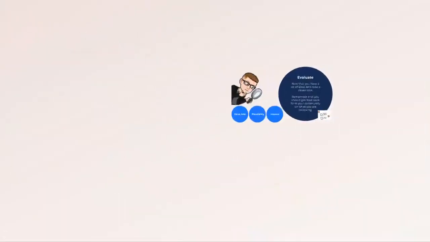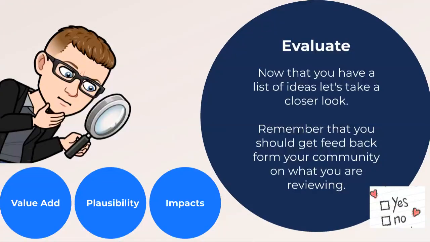Which brings us into our next section here, which is a little bit more of that analytical piece of this, right? So we're going to evaluate all the ideas, the good, the bad, the ugly, everything that was put out on the board in our ideation phase. You know, do we have what we need? And we take a closer look, right?